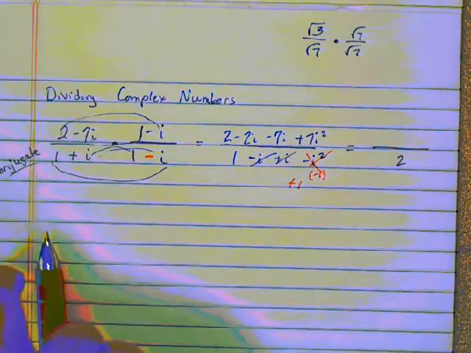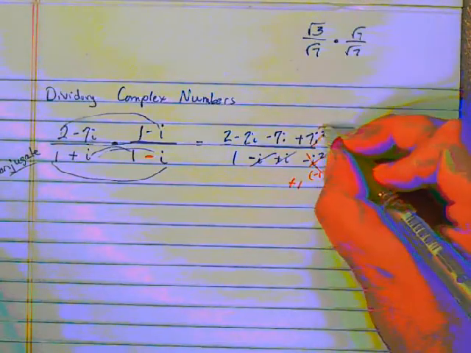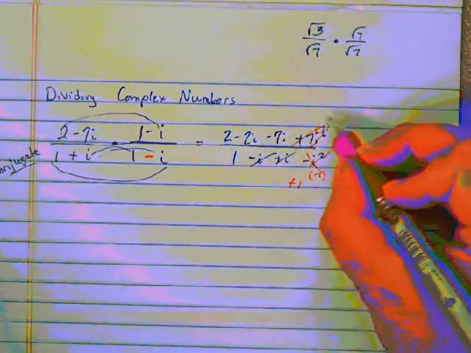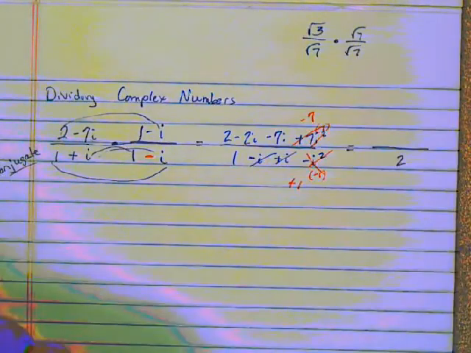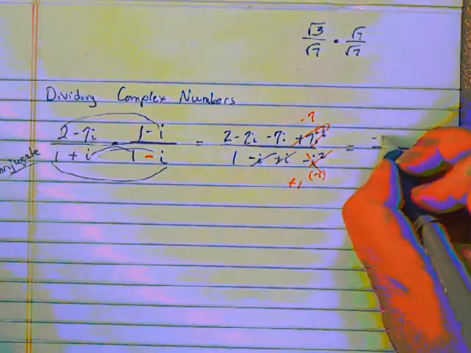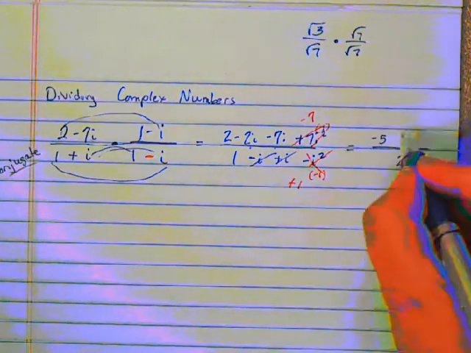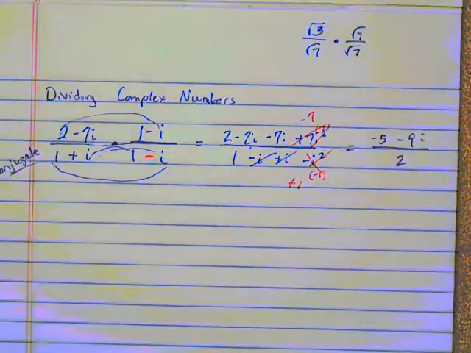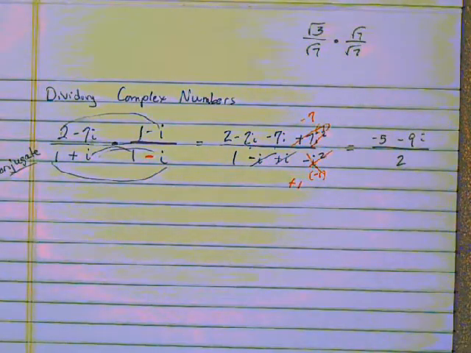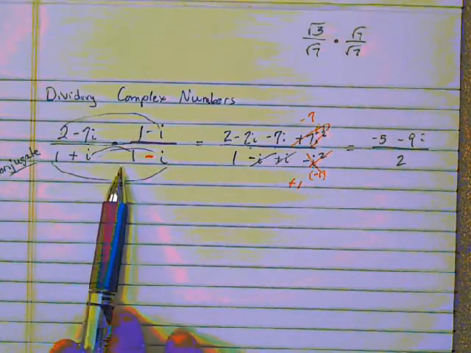On the top, the i squared also turns to negative 1, so this whole thing turns to minus 7. So I have 2 minus 7, which is negative 5, and negative 2i and negative 7i is negative 9i. What I wanted to happen was to get rid of the imaginary numbers in the denominator, and that happened because I multiplied by the conjugates.